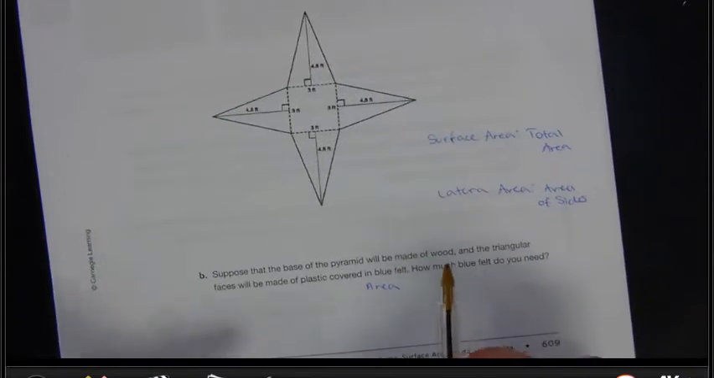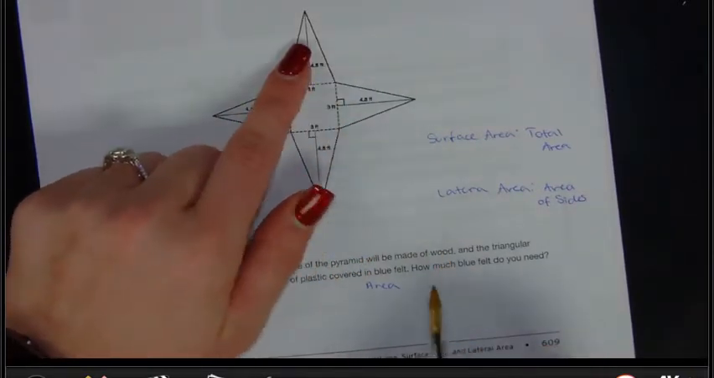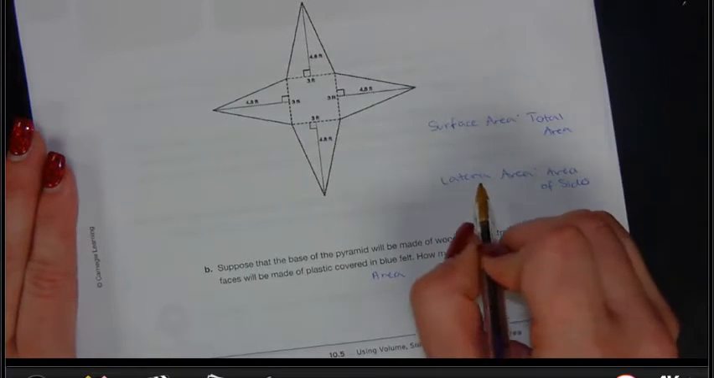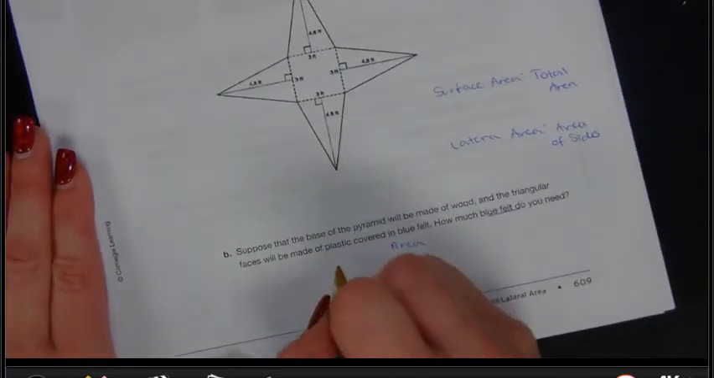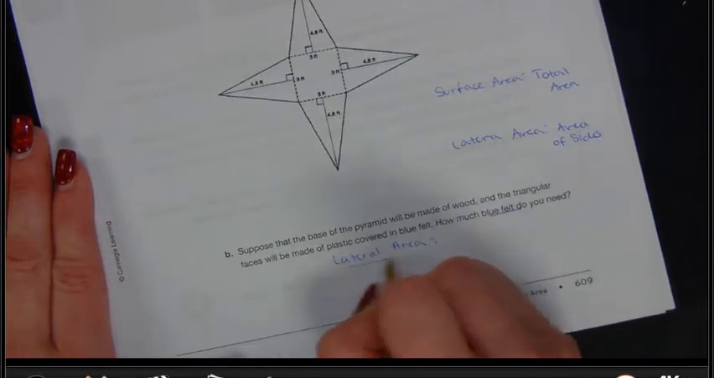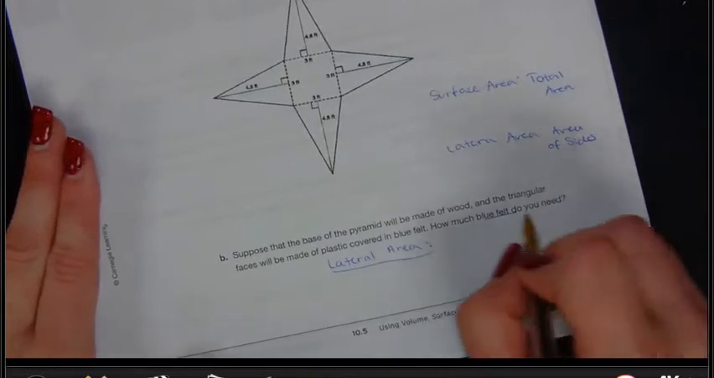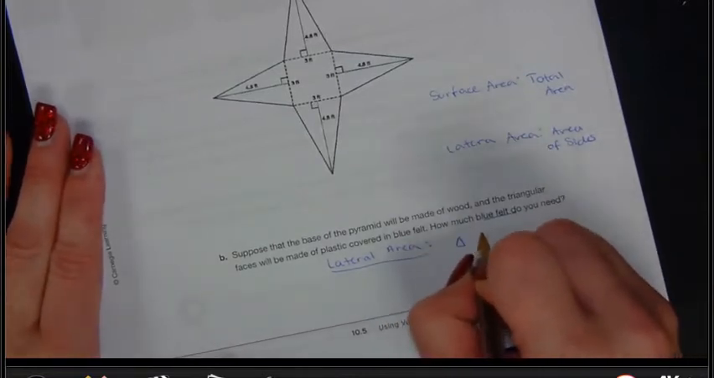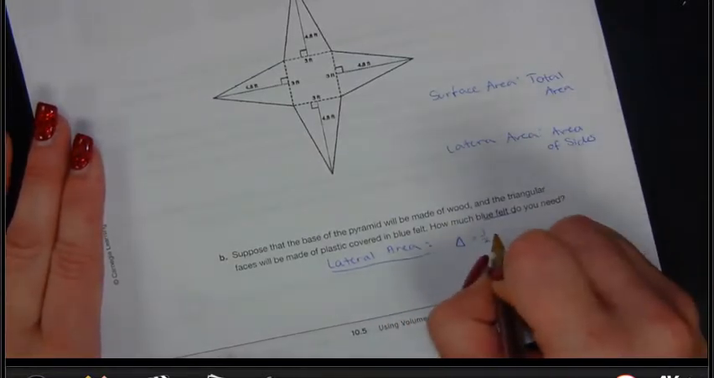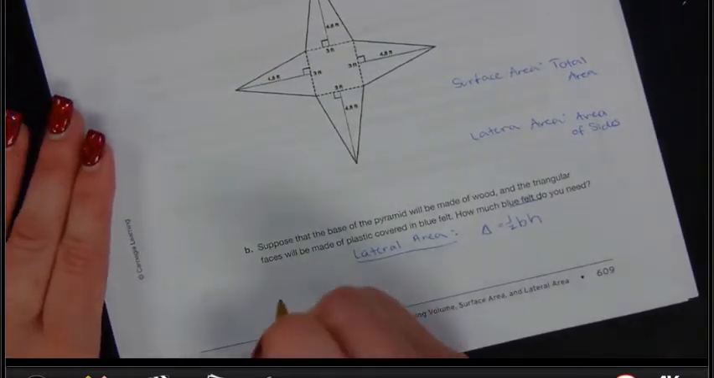So let's think about it. If my base here is made out of wood and each of my 4 triangles here is going to be covered in blue felt, I want to know how much blue felt do I need. So am I going to find the surface area or the lateral area? I should be finding the lateral area. Okay, so the area of my sides. Now, what shape are all of my sides? They should look like triangles. And if I remember with my yellow sheet, the area of a triangle is 1/2 base times the height.